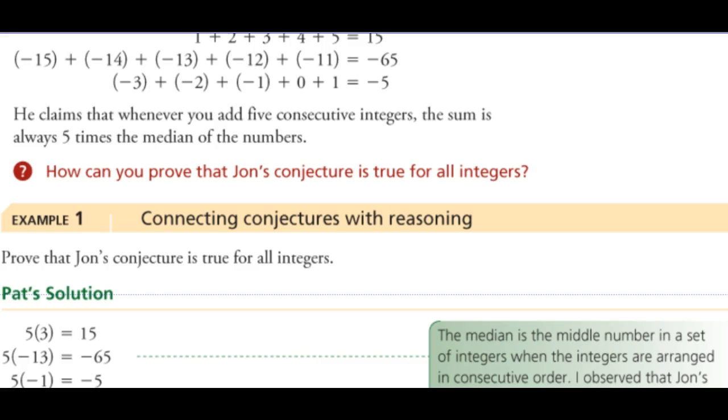Okay, and we found out, because this is the middle number, right? It's being multiplied by 5, so it's exactly what John found out. This is inductive reasoning, this one up here. This is deductive reasoning because we solved it using x mathematically. So that proves it'll work for any single number all the time. Okay?